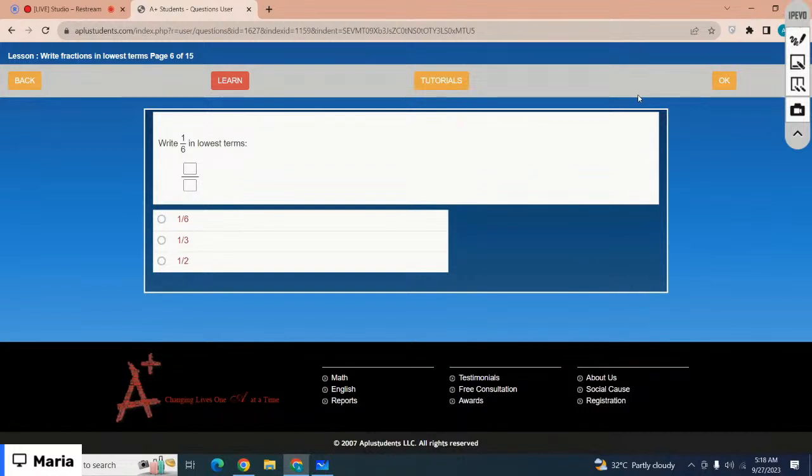Write 1 by 6 in lowest terms. This is already in lowest form, right? Okay, you can complete the lesson by yourself later. Today, let me move on to the next lesson.